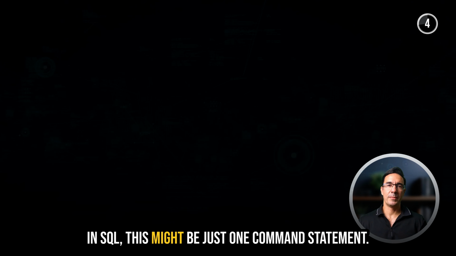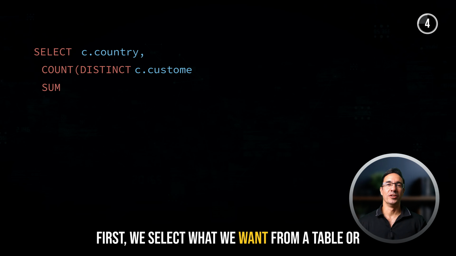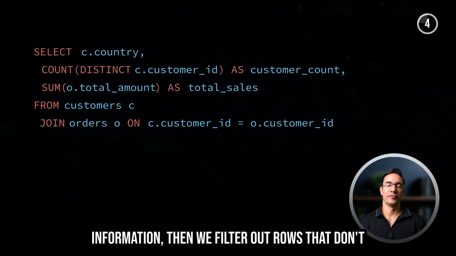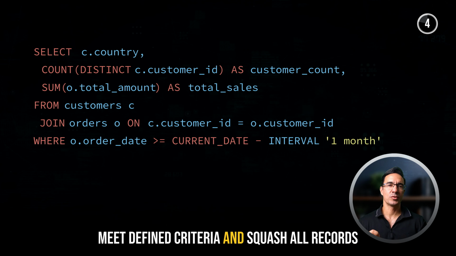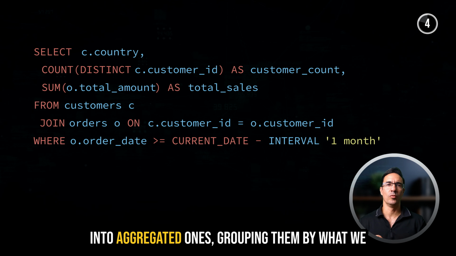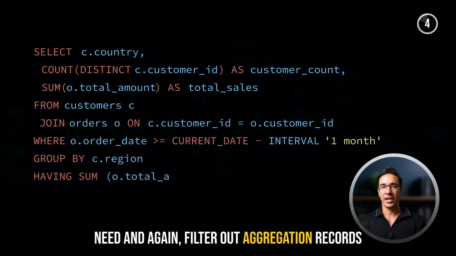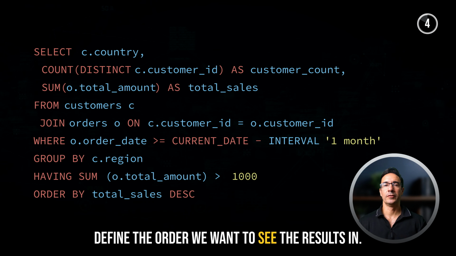In SQL, this might be just one statement like that. First, we select what we want from a table or a join of tables that contain all the necessary information. Then we filter out rows that don't meet the defined criteria and squash all records into aggregated ones, grouping them by what we need. And again, filter out aggregated records that don't meet what we want. Finally, we define the order we want to see the results in.